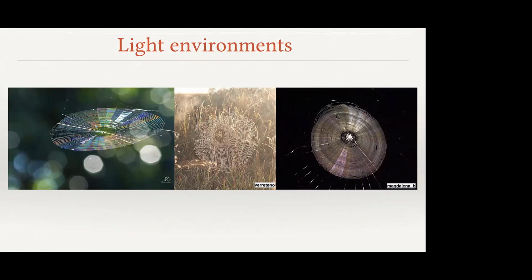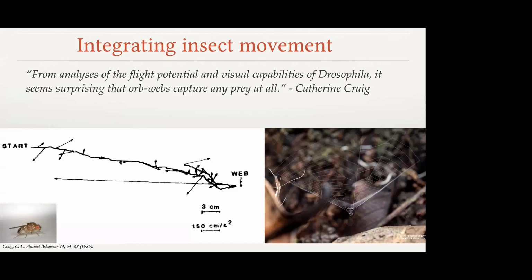The only study about this was done in the 80s by Kathleen Craig, who looked at insect flight patterns as they approach different webs. Integrating insect movement into this is important because insects are never still; they're moving around and getting different views of the web or the predator. And here is a flight path of a Drosophila fly flying towards a web, one of these Theridiosomatidae webs, and these are acceleration vectors at different points. You can tell that there is a small gap just before it hits the web, where it realizes the presence of the web. So they are capable of detecting webs in mid-flight.